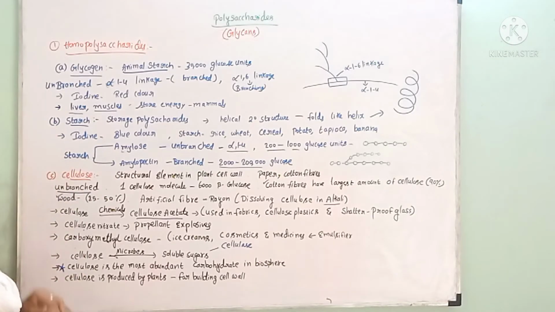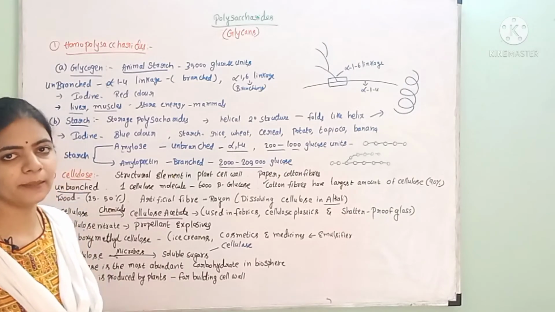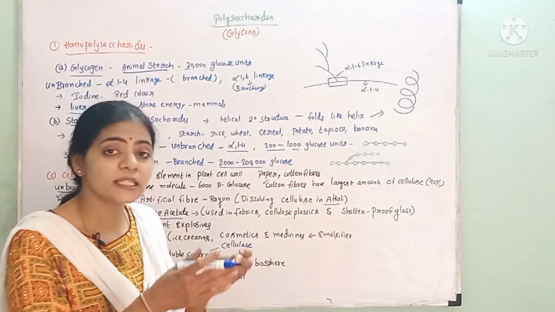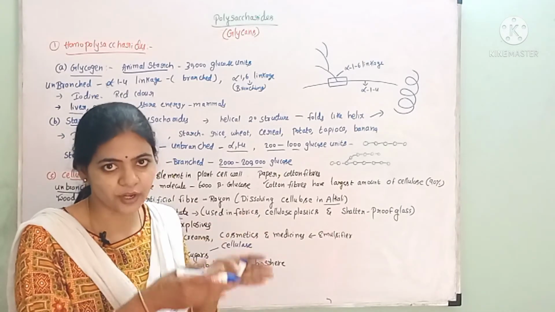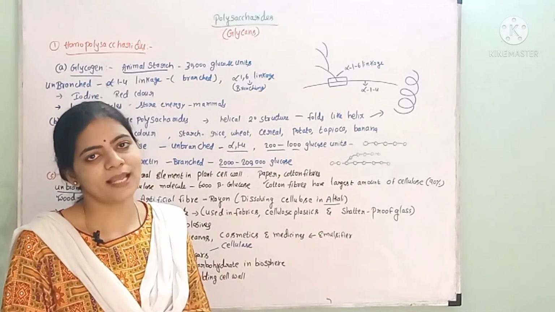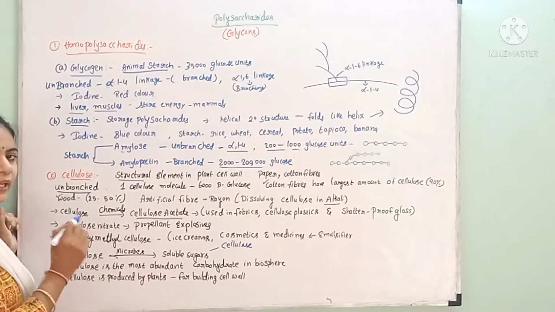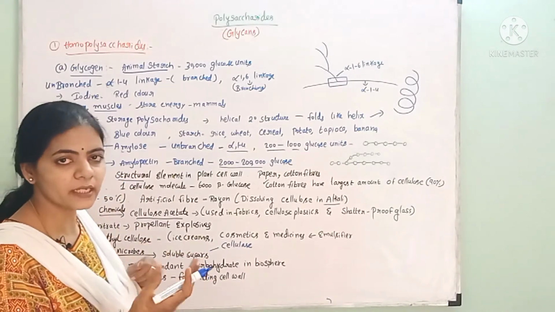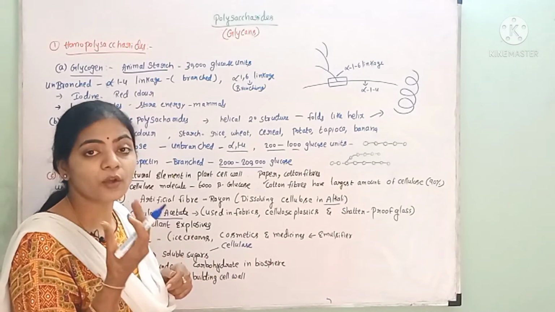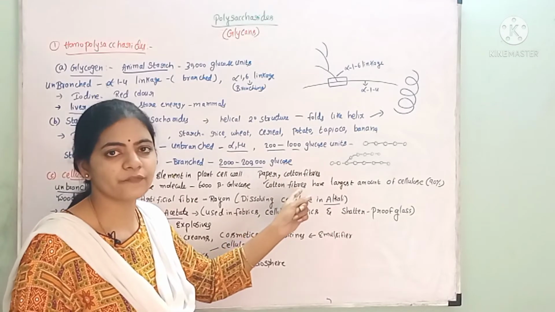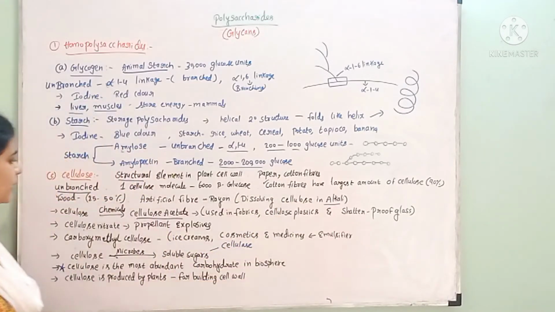And the next one is cellulose. Cellulose is the structural element in plants. Here, structural element means what? Cellulose forms the structure of the plant cell wall. Hence it is called a structural polysaccharide. And where is it present? We see paper, right? Paper is made up of cellulose. Cotton is also made up of cellulose only. Paper and cotton fibers consist of cellulose only.